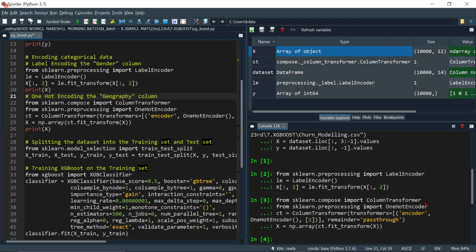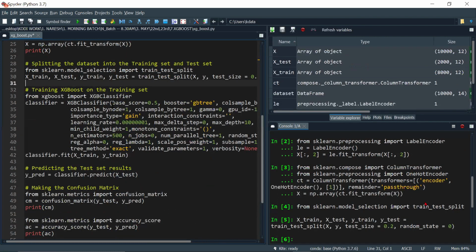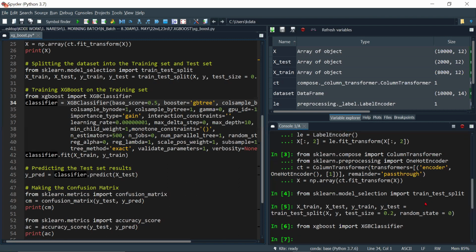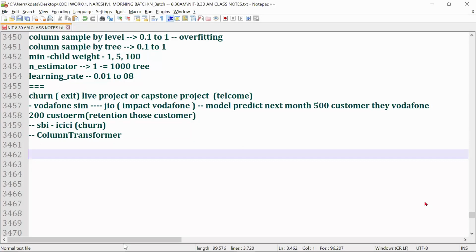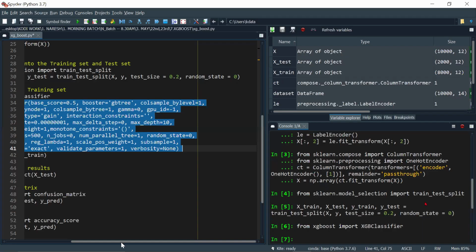XGB classifier. What exactly, guys? From XGBoost import XGB classifier. The moment you implement this, what exactly do I want to do? Hyperparameter tuning. XGBoost contains these many parameters, and I want you to write down this one: base, booster, column sample. Just have a look at this. Let's go to this XGB classifier, okay? Let's build this and train the data.